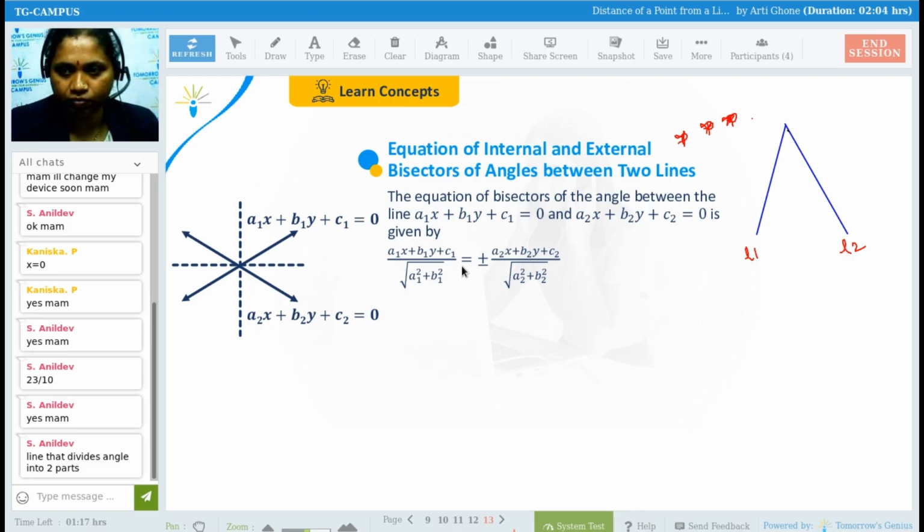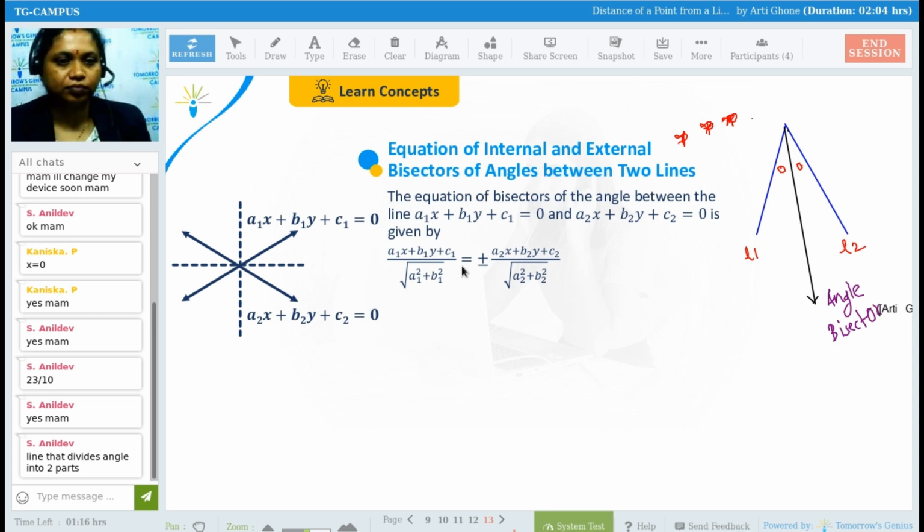So this is known as the angle bisector, and the equation of the angle bisector is given by... Clear? Now, it divides into two equal parts, not only in two parts, Anil Dev, it's two equal parts.